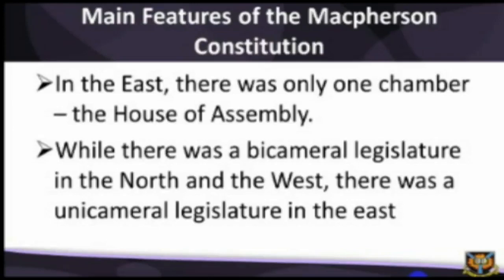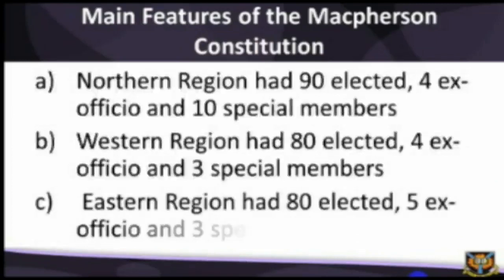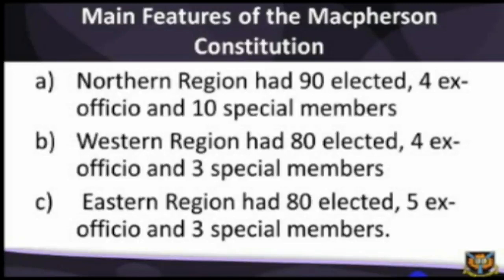The membership of each regional House of Assembly was made up of the following. A. The northern region had 90 elected, 4 ex officio and 10 special members. B. The western region had 80 elected, 4 ex officio and 3 special members. And C. The eastern region had 80 elected, 5 ex officio and 3 special members.